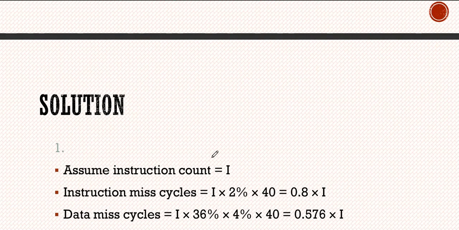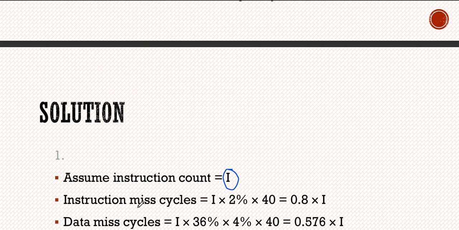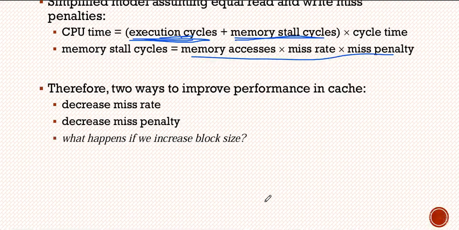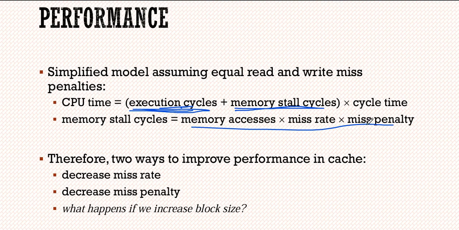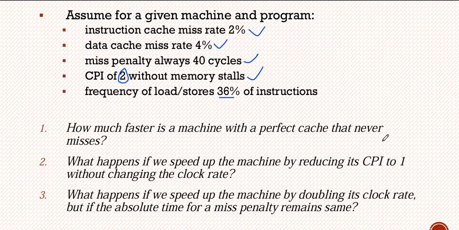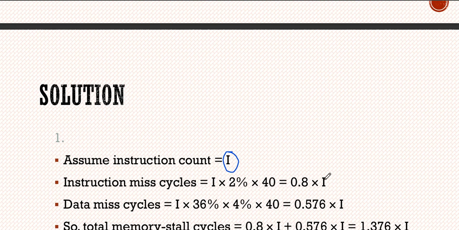And it's simple. So let's assume that the total number of instructions is I. We don't know it, but we know that the instruction miss cycles are given by the number of instructions times the percentage of the ones which are missed times the miss penalty. Remember this formula. Now the memory accesses will be the number of instructions here times the miss rate. So that's what you see. Now that will give you 0.8I.